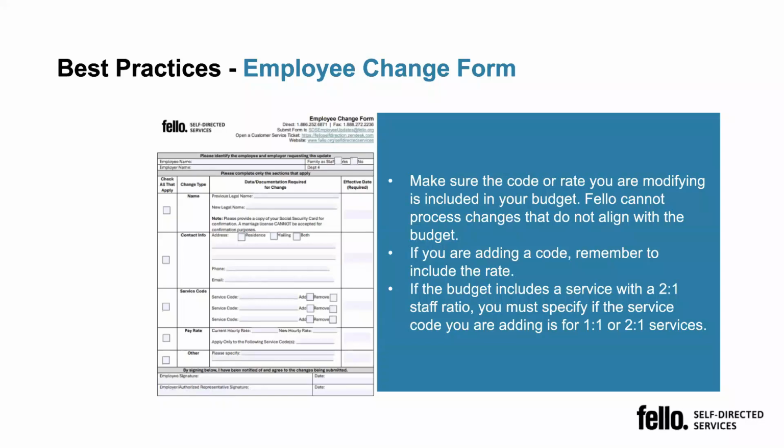Continuing with best practices, please make sure the code or rate you are modifying is included in your budget. Fellow cannot process changes that do not align with the participant budget. If you are adding a service code, please remember to include the rate. If the budget includes a service with a 2-to-1 staff ratio, you should specify the service code you are adding is for 1-to-1 or 2-to-1 services.